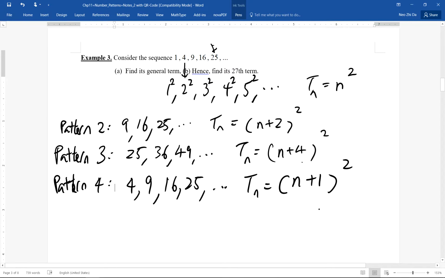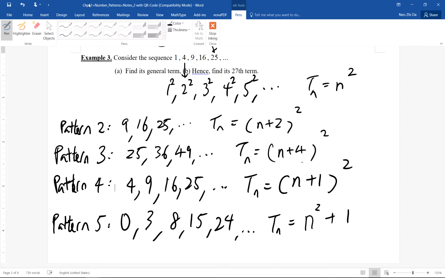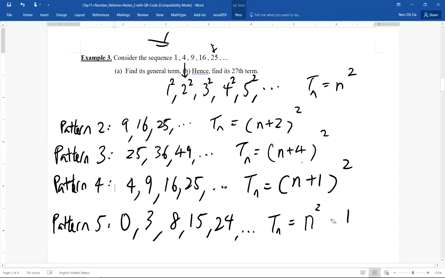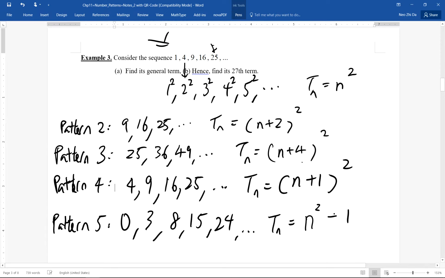Okay, so same thing, I'm going to tap on this. Okay, and you see how I manipulate. So, pattern 5. I want a general term now. Sorry, minus 1. Can we see that? Can we see the difference? Can we see the difference now, class?